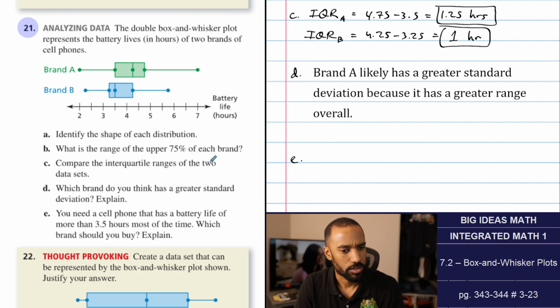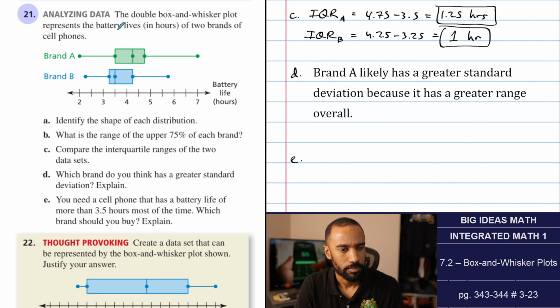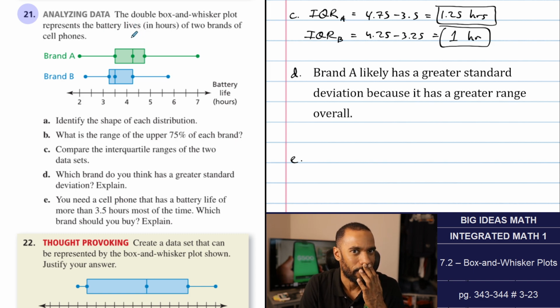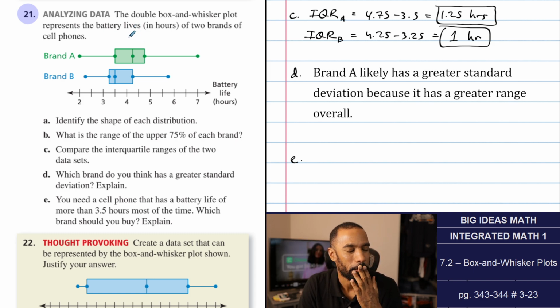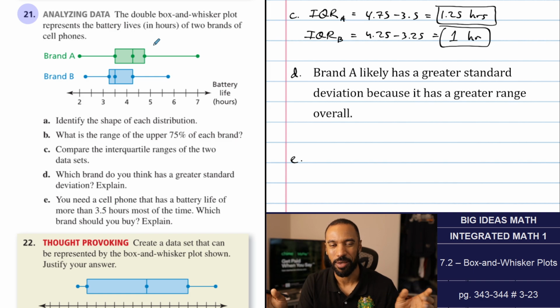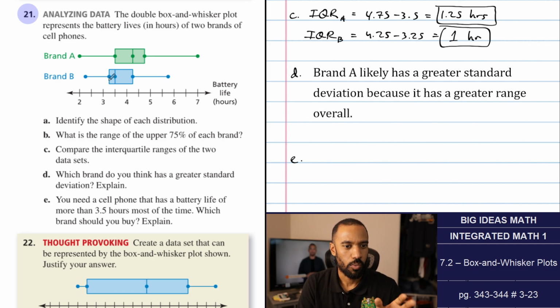Or wait, has a battery more than 3.5 hours most of the time? Sorry, I'm still trying to decide whether they're talking about different batteries. This isn't answering the question. I'm just trying to figure out if they're talking about different reported cell phone batteries or a single battery for a cell phone. It would make more sense if it was the former, the thing I was talking about before. Anyway, you want more than 3.5 hours most of the time.